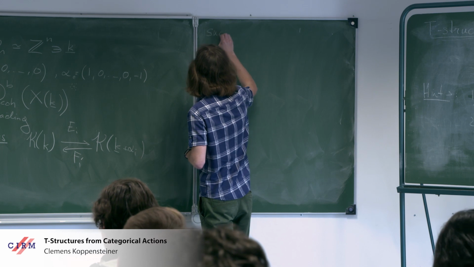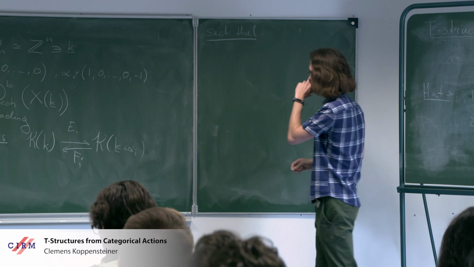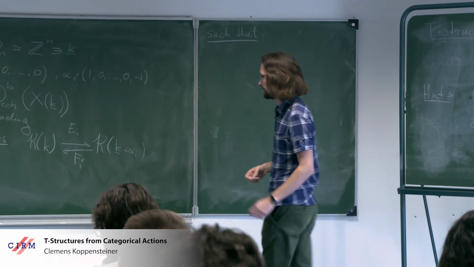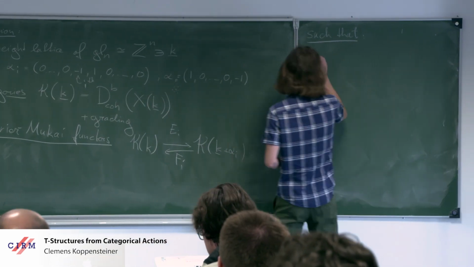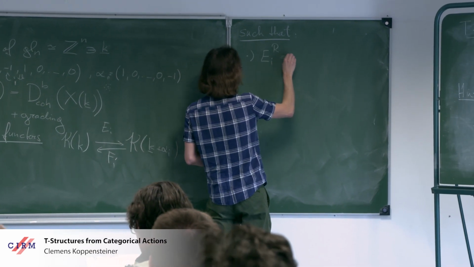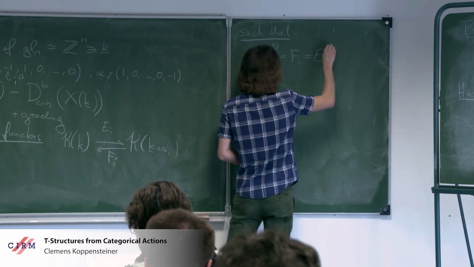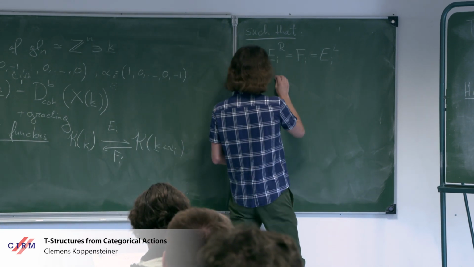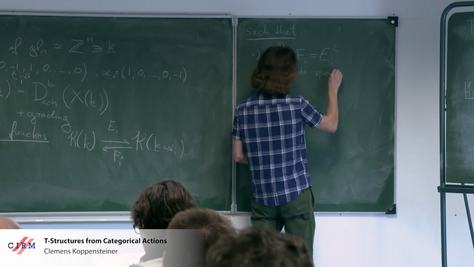So what do I want? The first thing is that EI and FI should be somewhat related, and specifically they should be adjoint. So I want EI, the right adjoint, and the left adjoint of EI should be essentially FI, but I said I suppress grading, so up to a specified grading shift.